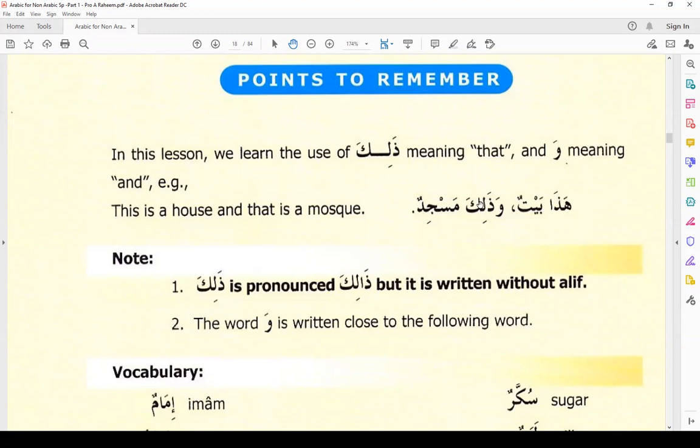I want to say that again. Any word in Arabic which is really a single letter, like for instance wa, it's a single letter, it's a word. It will be written closer to the following word. So normally you have here, for instance, hadha space baitun. But when we write wa, it will be written closer to the following word. We'll say wa, no space, dhalika. Understand that, everyone? Wa dhalika masjidun, and that is a mosque.